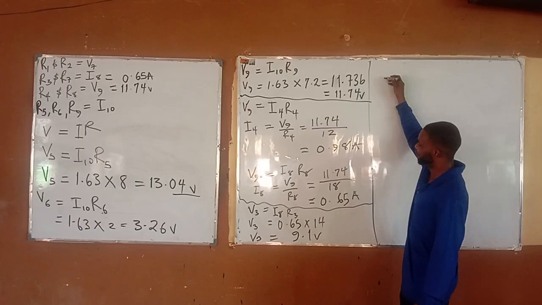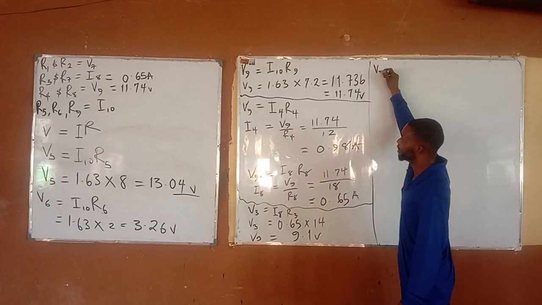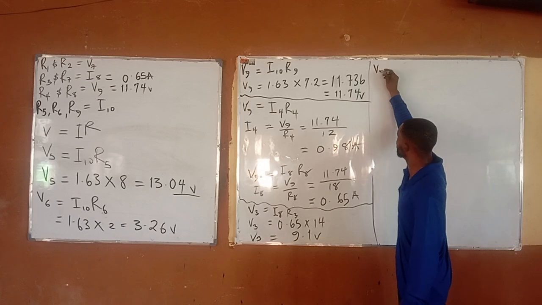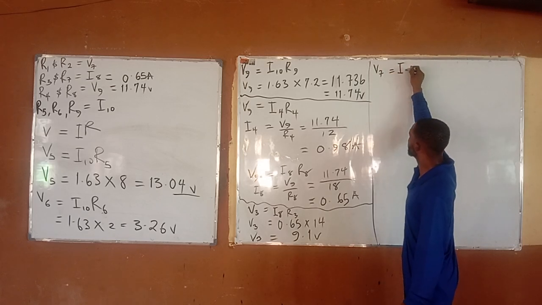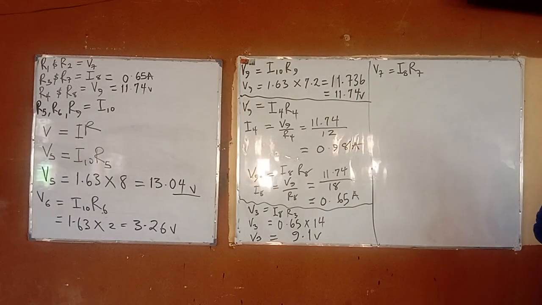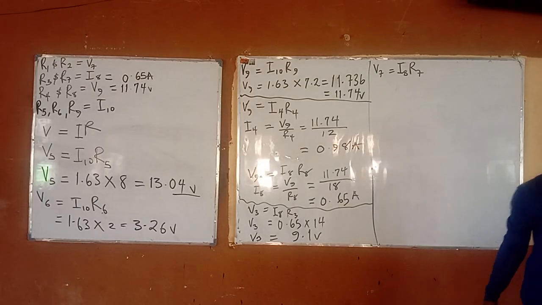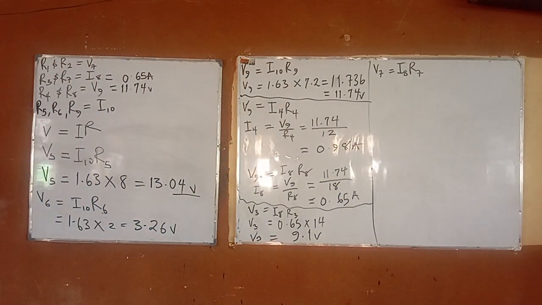So then we have for R7, so it will be V7 equals to I8, then R7. Hope I'm not confusing anybody. Let the man be solving. Hope I'm not confusing anybody. When you then go to your hostel, I was just looking at the man. I wasn't even following him.